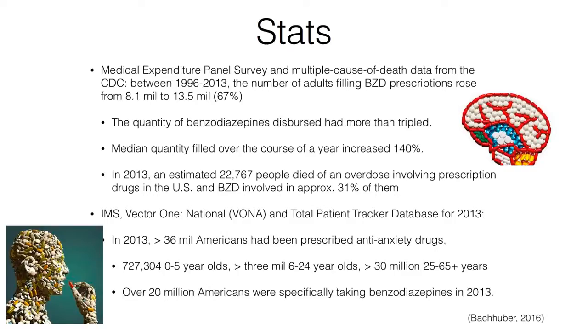And in 2013, in the US, over 22,000 people died from an overdose that involved specifically prescription drugs, and 31% of those involved benzos. Another study found that over 36 million Americans were prescribed anti-anxiety drugs in 2013. And that includes over 700,000 people that were under the age of 5, 3 million people between the ages of 6 and 24, and over 30 million who were over 25 years old. So in total, over 20 million Americans were specifically taking benzos in 2013.